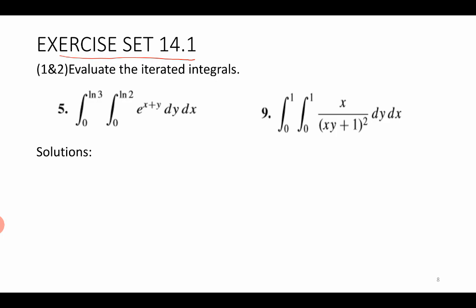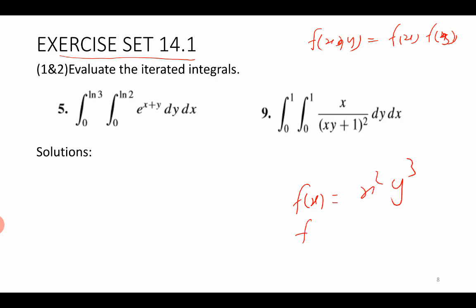One more rule I will tell you. If you can separate f of x comma y into the product of a function of x and a function of y, that is, if I write f of x, y is equal to x square y cube, we can write f of x is equal to x square, f of y is equal to y cube. We can separate as a product of two functions. One is a function of x, one is a function of y, isn't it?